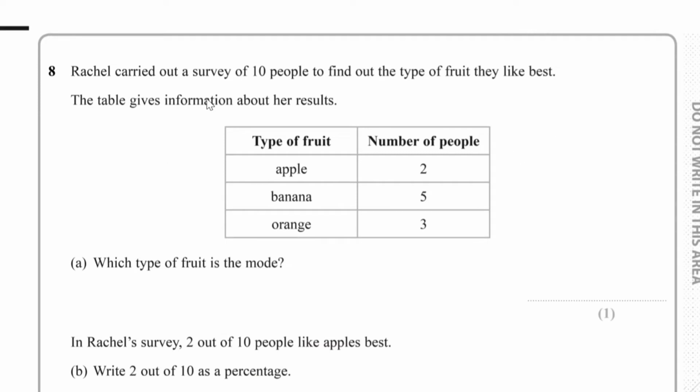Question number 8. Rachel carried out a survey of 10 people to find out the type of fruit they like best. The table gives information about her results. For part A, which type of fruit is the mode? Well, mode means most common, so we are looking for the one with the highest number of people. The highest number of people is 5, which corresponds to banana.